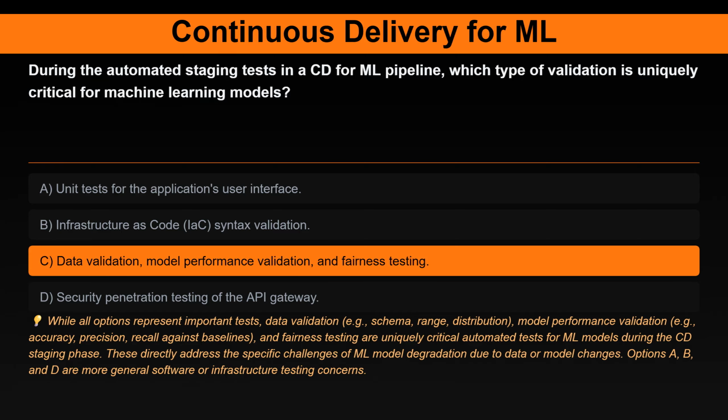The correct answer is data validation, model performance validation, and fairness testing. Here's the explanation. While all options represent important tests, data validation, e.g., schema, range, distribution, model performance validation, e.g., accuracy, precision, recall against baselines, and fairness testing are uniquely critical automated tests for ML models during the CD staging phase. These directly address the specific challenges of ML model degradation due to data or model changes. Options A, B, and D are more general software or infrastructure testing concerns.